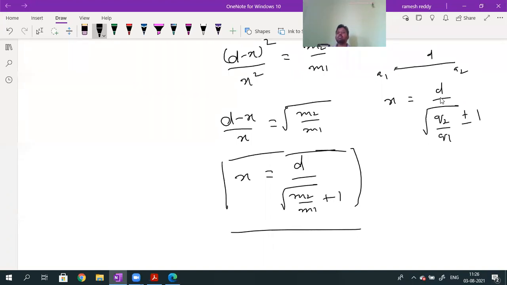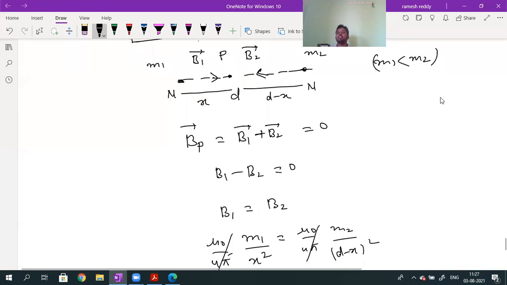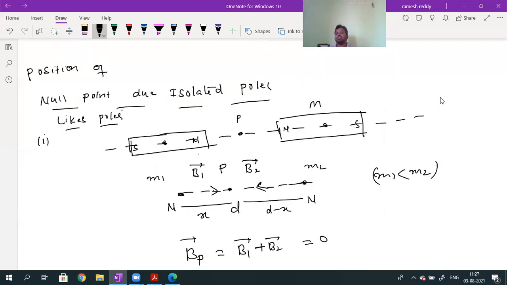Same formula here also, the only difference is x is equal to d divided by root over m2 by m1. Here I wrote q2 by q1; here the pole strength values are given by m2 by m1. That is the only difference you need to remember. Okay? For like poles, if they are placed side by side, where will you get the null point? The null point will be obtained between them.